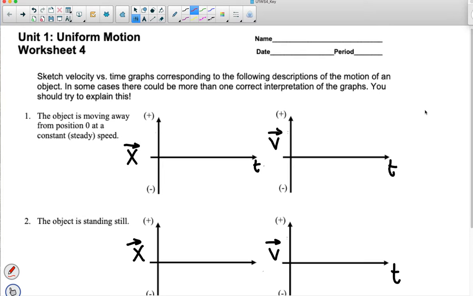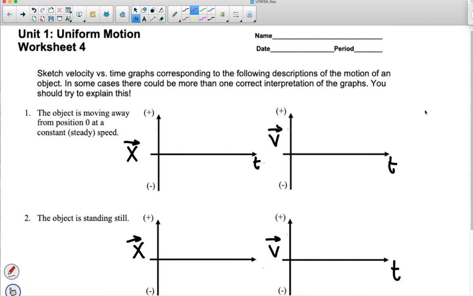We're going to take a look at Unit 1, Worksheet 4. And the idea here is to be able to accurately sketch out a velocity versus time graph to represent motion. But we have found as time goes on that sketching out a position versus time graph is sometimes helpful in that process. Number 1 says the object is moving away from a position of 0 at a constant steady speed.